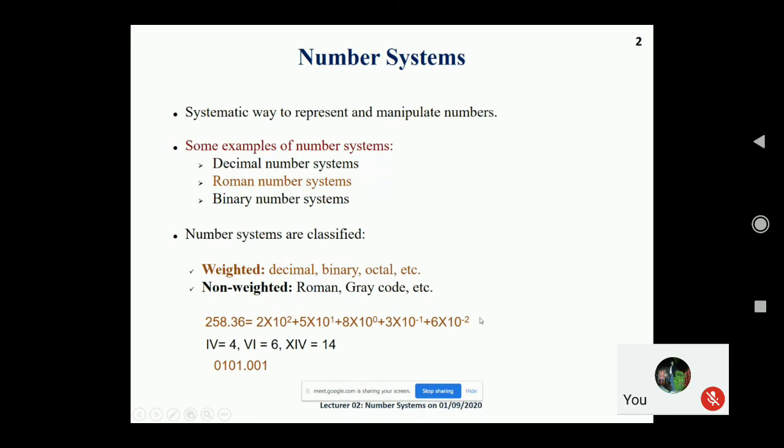And whatever values are generated after multiplication, we are summing all the numbers, and we are getting 258.36. In this way binary numbers are also defined, so we'll discuss that later. So we are manipulating the numbers in a particular way. Decimal numbers are called weighted numbers, and binary numbers we can also do this way. For this particular portion, do you have any doubt?